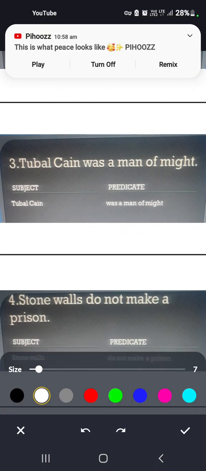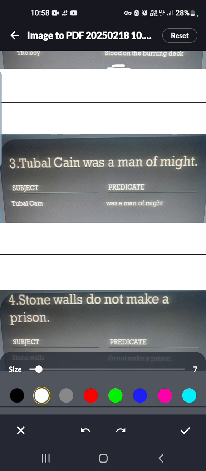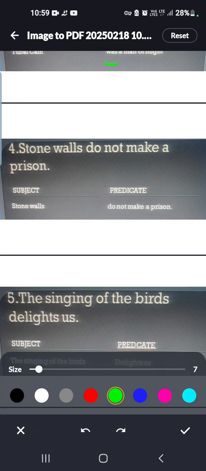Next we move on to the third one. Tubal Cain was a man of might. In this sentence Tubal Cain is the subject and was a man of might is the predicate. What is the verb? Was. So was becomes part of the predicate. Next, the fourth: stone walls do not make a prison. We are talking about the stone walls, so stone walls is the subject and do not make a prison becomes the predicate of the sentence.